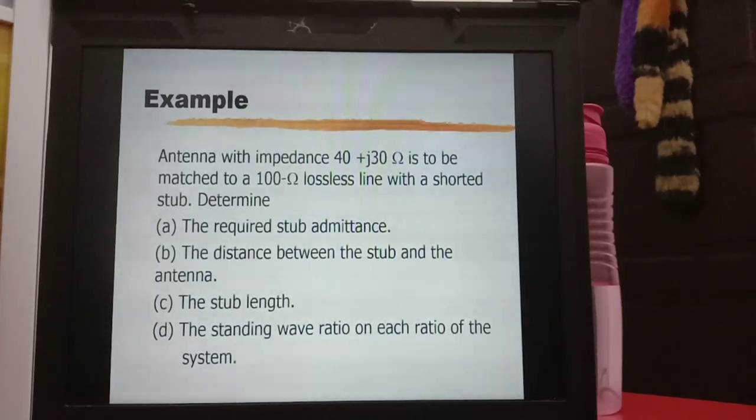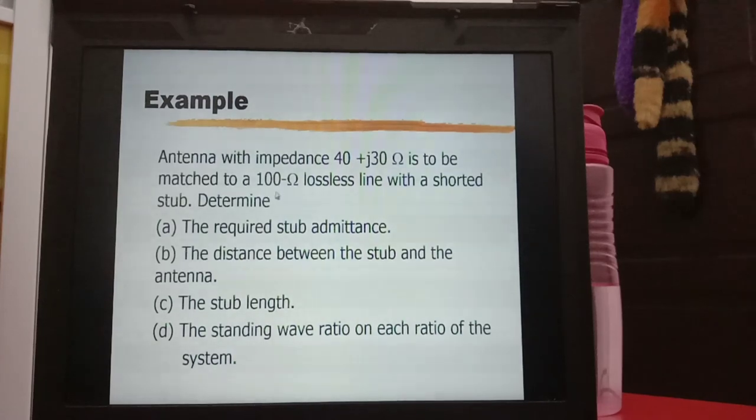Okay, in this example, we have an antenna with an impedance of 40 plus j30 ohm connected to a transmission line with a characteristic impedance of 100 ohm. We want to perform impedance matching using a stub line which is shorted at the end.